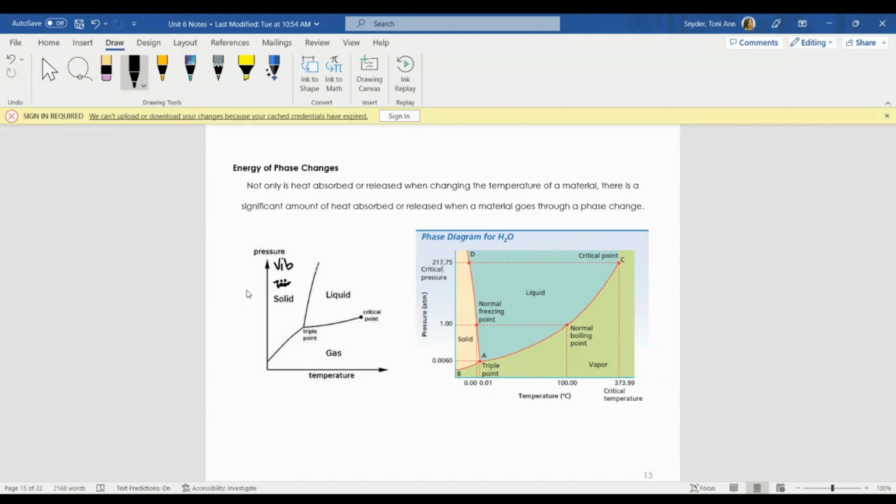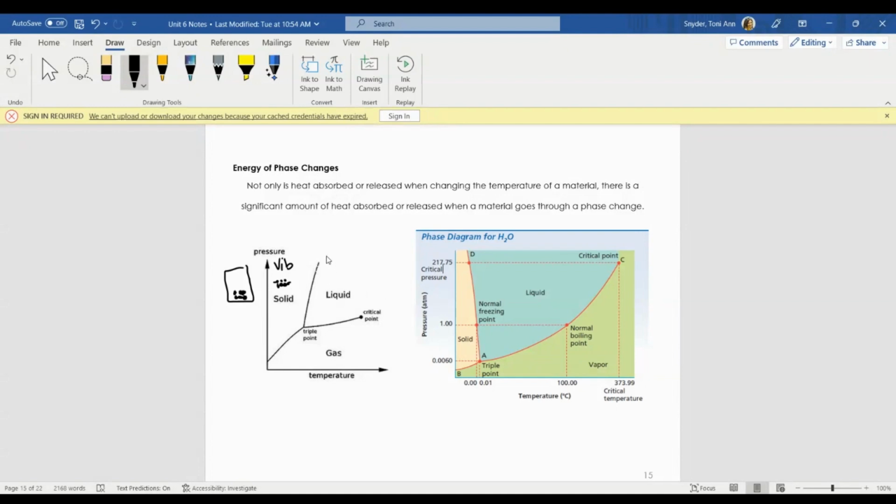Let me draw this a little bit nicer. I'll make a solid over here in a beaker. My solid will be very tightly packed towards the bottom, and it doesn't take the shape of the container that it's in. That's a terrible drawing, but I think you get the idea. Let me see if I can draw this a little bit nicer. There we go, that's a little bit better. It retains its shape, and it doesn't take the shape of the container.